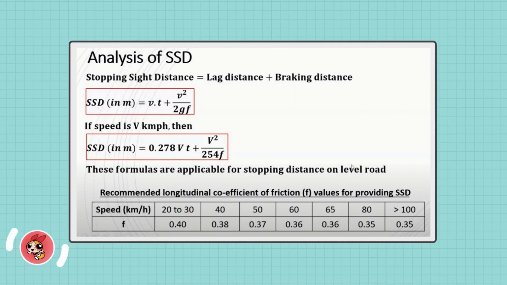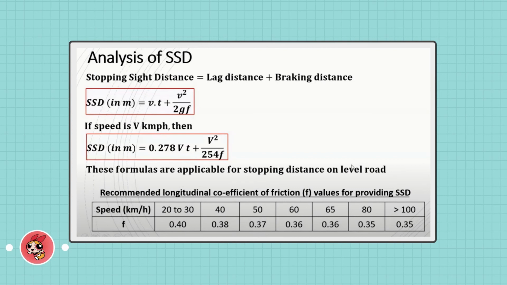Analysis of SSD or stopping sight distance. The stopping sight distance is comprised of two components. First is the lag distance. It is the distance traveled by the vehicle during the total reaction time. Lag distance is equal to V times T, where V is equal to design speed in meters per second, while T is equal to the total reaction time of the driver in seconds, which is equivalent to 2.5 seconds.